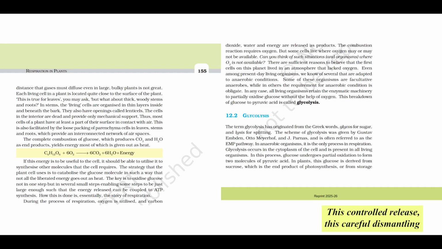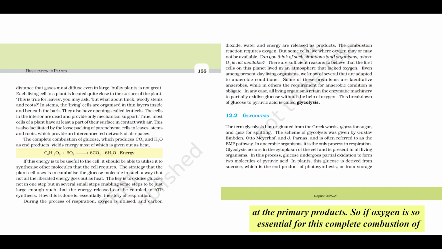This controlled release, this careful dismantling of the glucose molecule to extract its energy, is, in essence, the intricate story of respiration. It ensures that the precious energy is harnessed for cellular activities rather than wasted. During this overall process, oxygen is consumed, and carbon dioxide, water, and energy are the primary products.